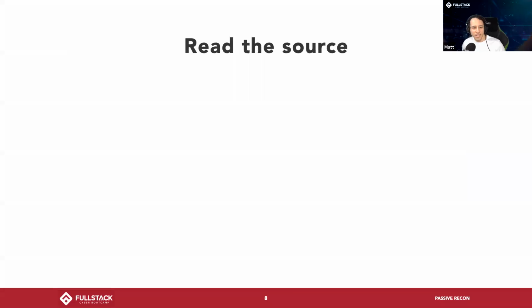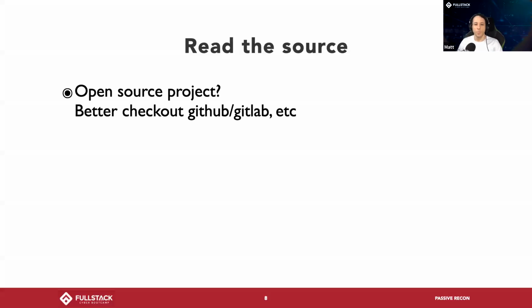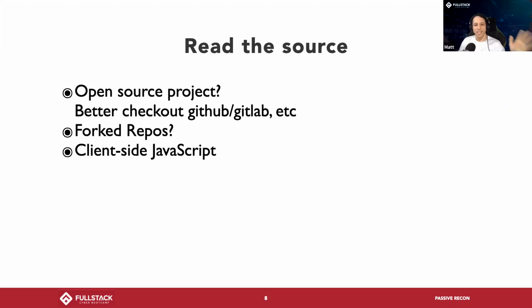Okay. Other things you're going to be looking for is the source code. We've already looked at front-end source code, the JavaScript, when you view the source of a web page. But there's more than just that front-end source code. It might be an open source project. You might be able to view their code on GitHub or GitLab. Did they fork their repo from somewhere else? Maybe they're using an older version, and maybe there are vulnerabilities in that older version. We're already familiar with looking at the client-side JavaScript.